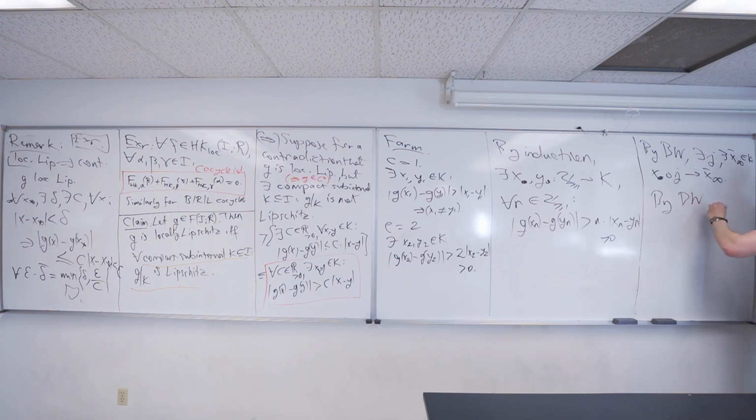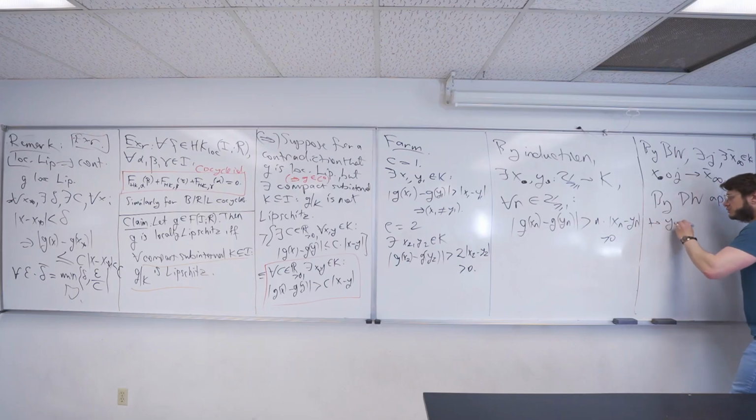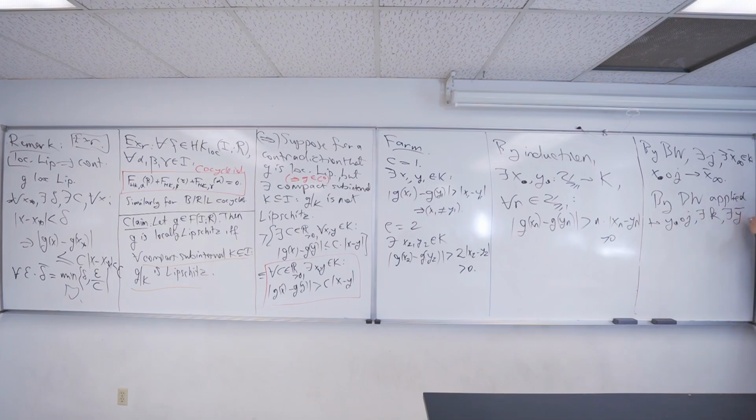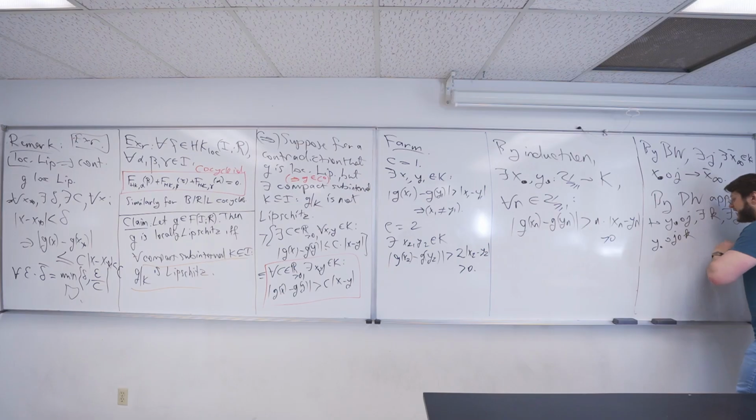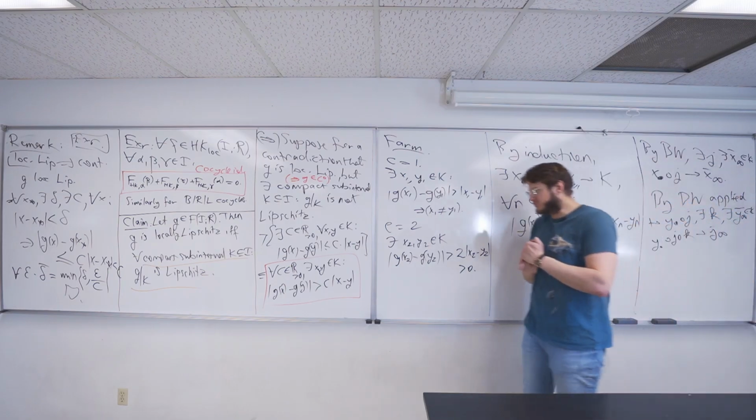By Bolzano-Weierstrass applied to y bullet composed with j, I have another strictly increasing function k and a limit y infinity bar in K such that y bullet composed with j composed with k converges to y infinity bar. But since x bullet composed with j converges to this, so does x bullet composed with j composed with k. And then we're going to basically finish the proof this way.